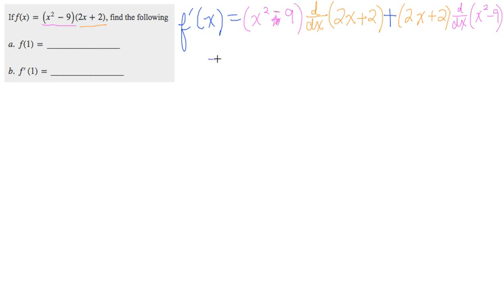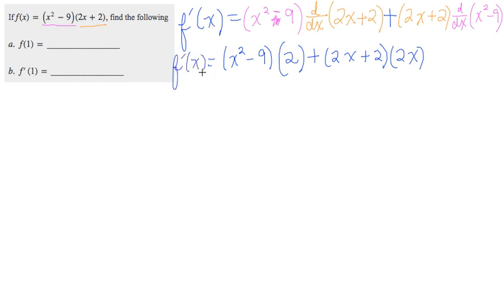Okay, so now I'm going to actually find those derivatives. So I'll copy the x squared minus 9. The derivative of 2x is 2, the coefficient of x, and the derivative of positive 2 by itself is 0. We'll recopy this, 2x plus 2, and the derivative of x squared is 2x, and of minus 9 is 0. So that's the derivative, and let's go ahead and simplify a little bit.